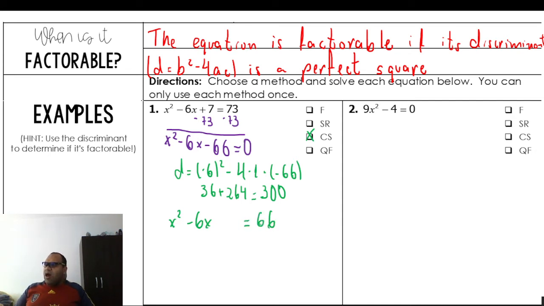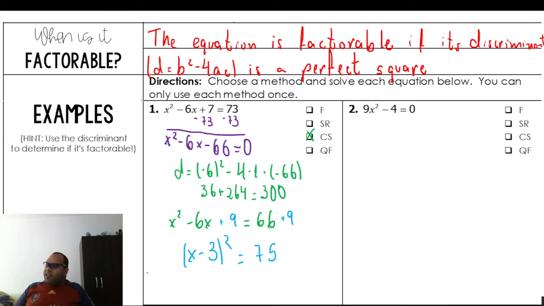What is half of 6? 3. Okay, negative 6 divided by... oh, sorry, negative 6 divided by 2 is negative 3. Negative 3 squared is plus 9. Plus 9 on this side also. Writing this equation in factored form, it is x minus 3 squared equals 66 plus 9, it is 75.